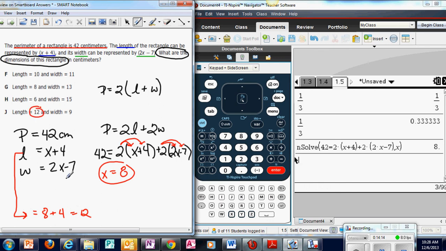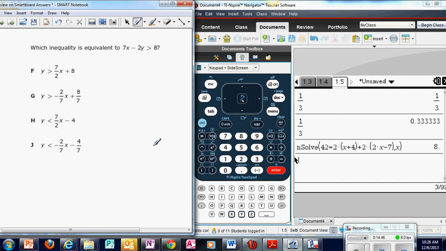Now right there, we found the answer, but let's double check. Since none of them duplicate, I want to make sure that this width is actually 9. So for the width, 2 times 8 minus 7. If you can't do it in your head, put it in the calculator. But that's 16 minus 7, which is 9. Yep, that is our answer. J is our answer. Okay, moving on.